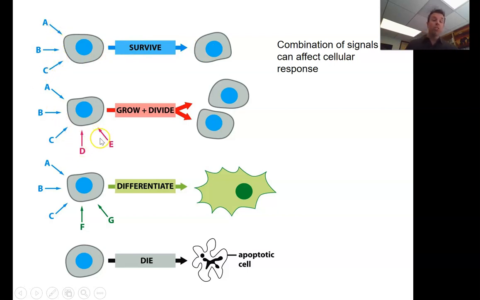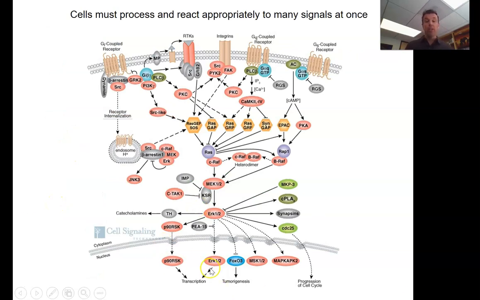But if you add 2 more signals to that, now suddenly these extra 2 signals not only cause this to survive, but now growth and division, right? Replacing dead cells, for example. But the same 3, A, B, C, with 2 different ones, in this case F and G, can cause differentiation. It can cause changes in gene expression and allow the cell to mature and differentiate into a different type of cell. And then we talked about it, the lack of these survival signals may cause apoptosis by default. Right? So it's the combination of the signals that are really going to determine what this cell is doing.